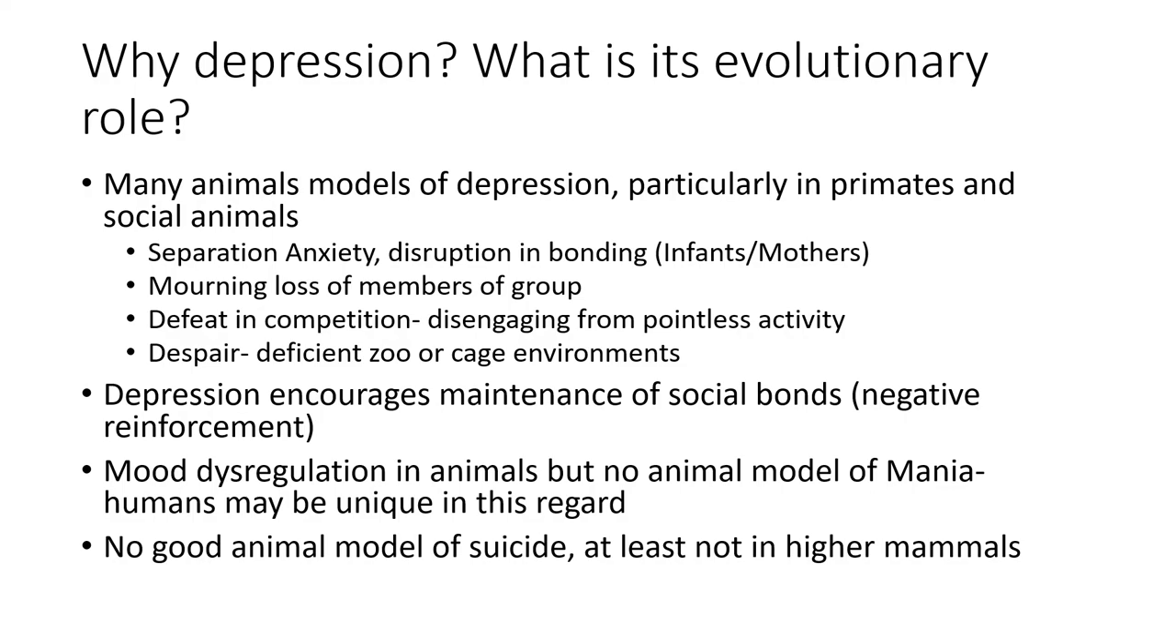And we do see despair in animals, particularly when they're in deficient zoo or cage environments. So depression encourages the maintenance of social bonds because we don't want to experience that. That's called negative reinforcement. Now, when it comes to mood dysregulation, we don't have good animal models. We don't have a good animal model of mania, so humans may be unique, and we don't have a good animal model of suicide.